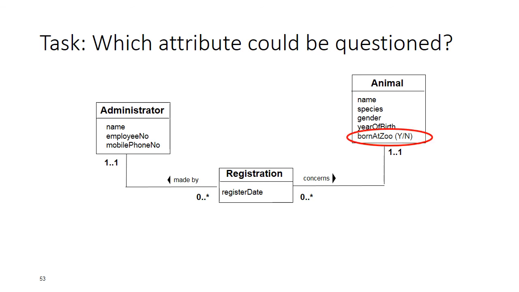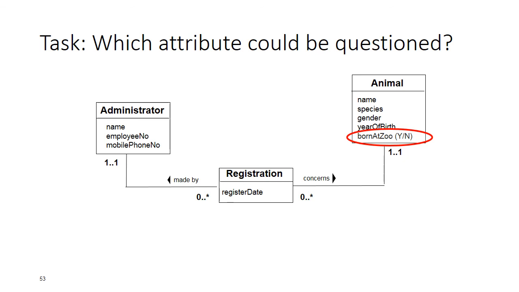As some of you already had figured out, it is the born at zoo attribute that caused some problem. It is a Boolean attribute, which means that it has only two values, yes or no. But still, this attribute could mean different things. First, it could mean that the animal is born at the zoo or that the animal is born in nature, which means that if it's born at the zoo, the animal will have the value yes the whole life, while if it's born in nature, it will have no the whole time.